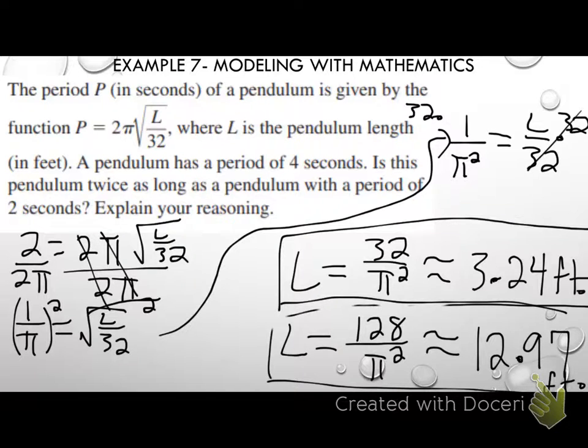So is the pendulum that has a period of 4 seconds twice as long as a pendulum with a period of 2 seconds? No. Is 12.97 two times as long as 3.24? No. It's probably about 4 times longer. Yeah, about 4 times longer instead of 2 times longer. Dang. And there we go, we found our answer. I'd say, no, it is not twice as long as a pendulum with a period of 2 seconds. It is about 4 times longer.